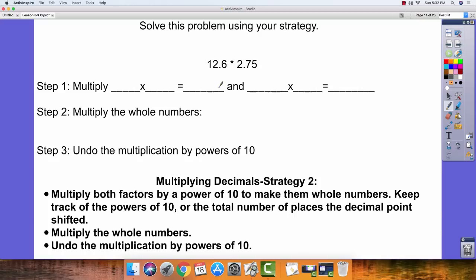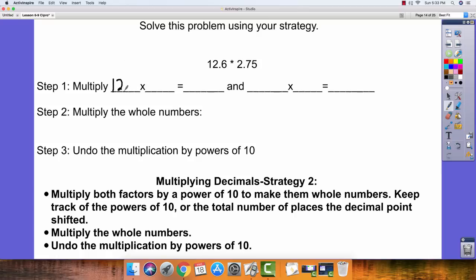All right, so let's do a second example, and I think with this second example, this will help you a little bit more, okay? So my first step is to multiply 12 and 6 tenths times 2 and 75 hundredths. But before I do that, I want to remember that I want to multiply both factors by a power of 10 to make them whole numbers.